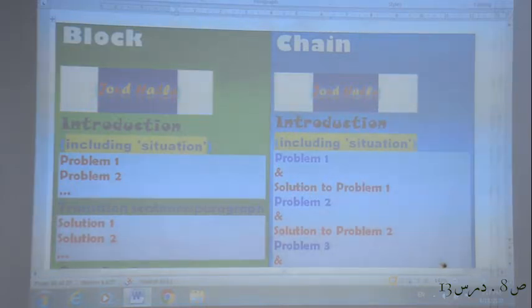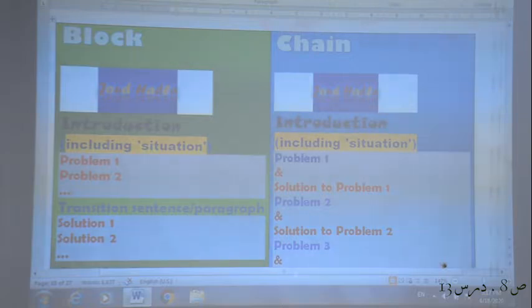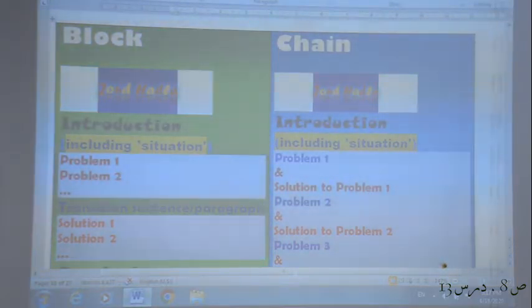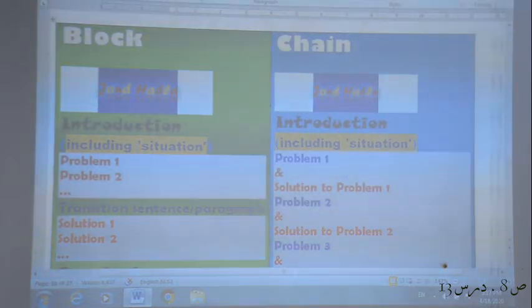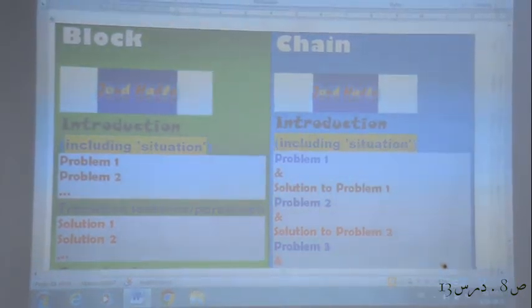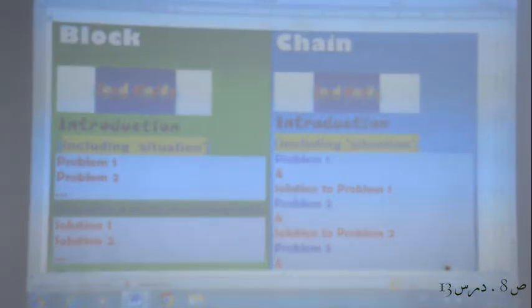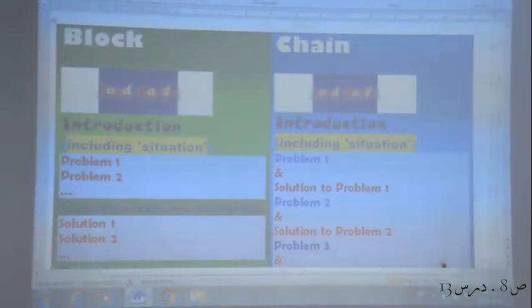Block: we have an introduction, as you can see, and in this introduction we can include a situation, because in longer essays, for example a 500 word essay or 1000 word essay, we need a separate paragraph to include our situation. But here we can include the situation in the introductory paragraph.